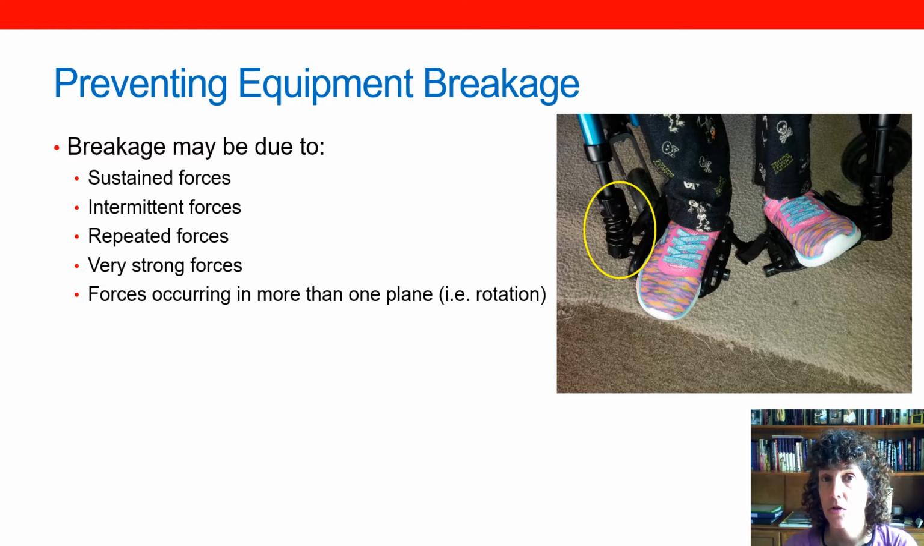Breakage can occur due to extreme and sustained forces. Breakage can also occur due to an intermittent force that is an extreme degree of force. We might see repeated forces, very strong forces, and forces that occur in more than one plane where we have rotation involved.